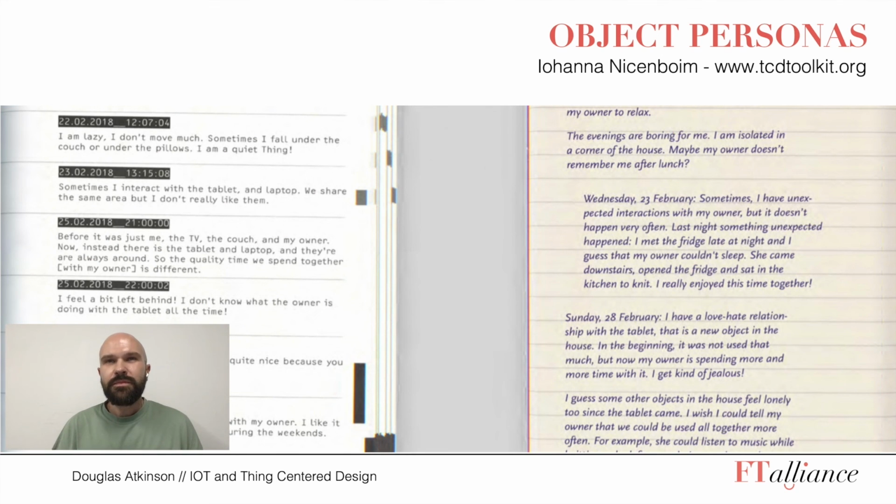So, object personas can be represented in various ways, but this is an example by Johanna Nissenbaum. And she actually decided to create a diary for a remote control. And if you read through it, it's quite fun, it's quite playful, so it's actually quite an engaging method to use. But it also tells you a bit about the usage of this device, when it's most useful, or when it could be leveraged in a different way. So, for example, the evenings are boring for me, I'm isolated in the corner of the house, maybe my owner doesn't remember me after lunch.